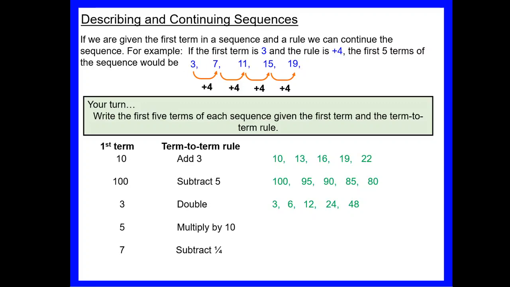Our next one then, we're starting with 5 and we're multiplying by 10 each time. So 5, 50, 500, 5,000 and 50,000. And a tricky one now, we're starting with 7 and we're subtracting a quarter. So if I start with 7, I then have 6 3/4, 6 1/2, 6 1/4 and 6. Well done if you managed all of those.